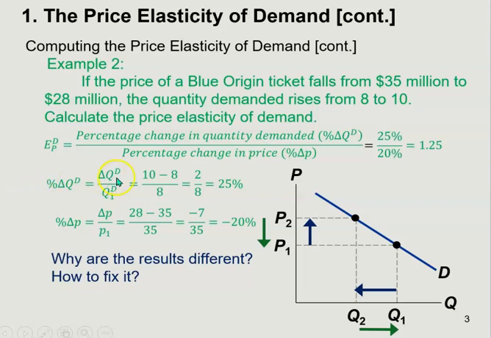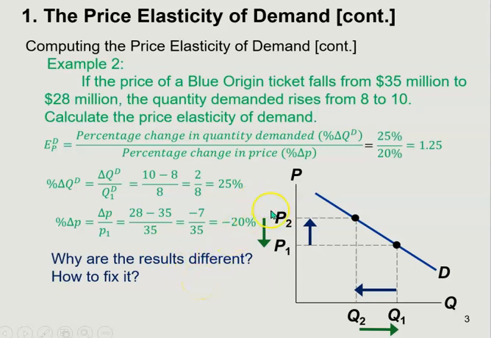So the difference, when you look at the change in quantity demanded or change in price, it's the same, right? It's 2 or minus 2, 7 or minus 7. As we said before, the plus or minus sign doesn't matter, so the value stays the same. However, the difference comes from the denominator. Here it's 8. In the previous case, it's 10. Here it's 35. In the previous case, it's 28. In other words, the difference in results comes from the benchmark we use.